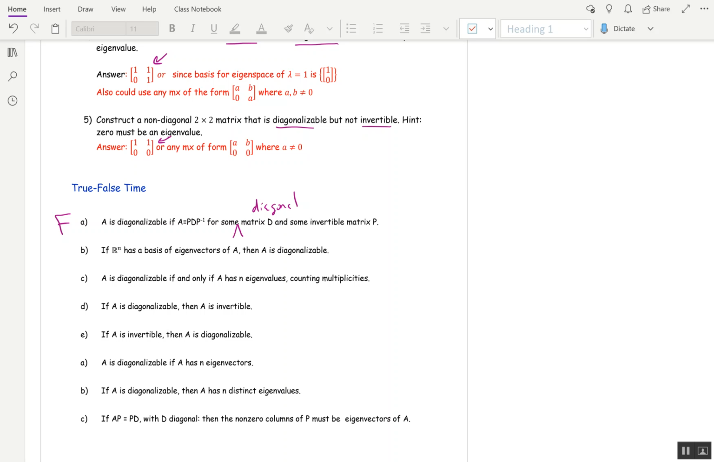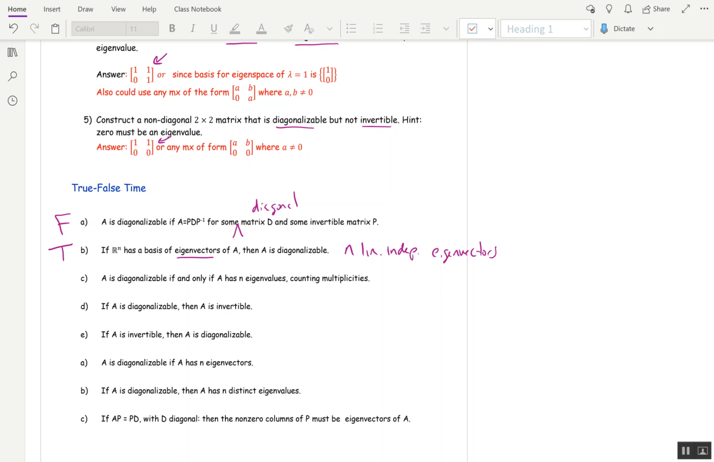B, if Rn has a basis of eigenvectors of A, then A is diagonalizable. That's true because a basis of eigenvectors would mean that you had n linearly independent eigenvectors. Because a basis has to be linearly independent, but if you have an n by n matrix and you have n linearly independent eigenvectors, then that matrix is diagonalizable.